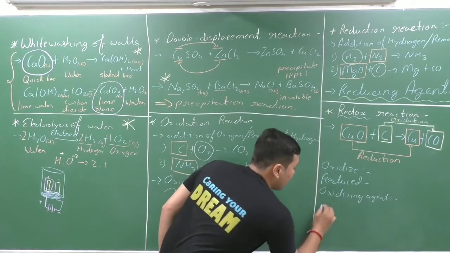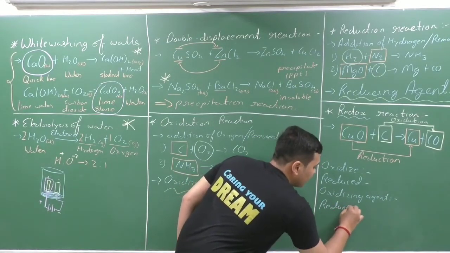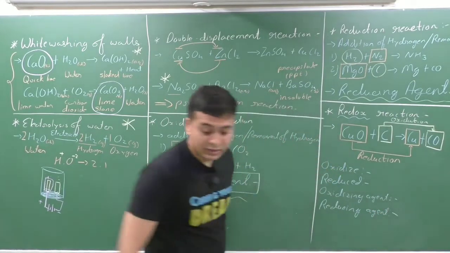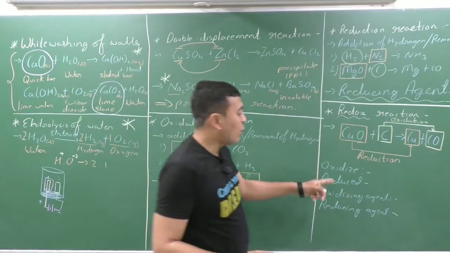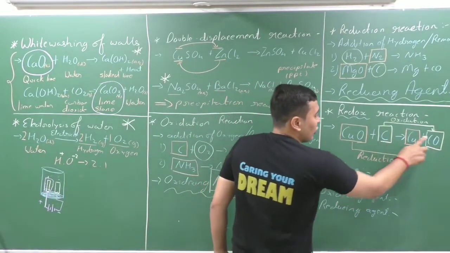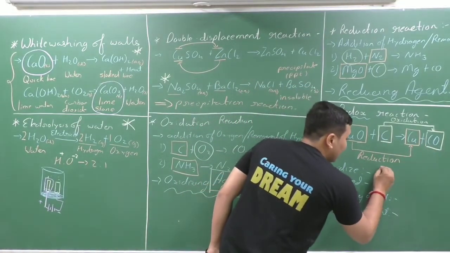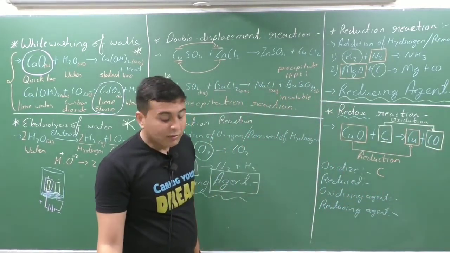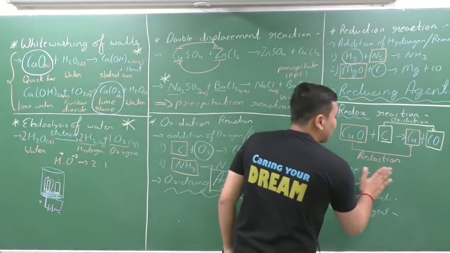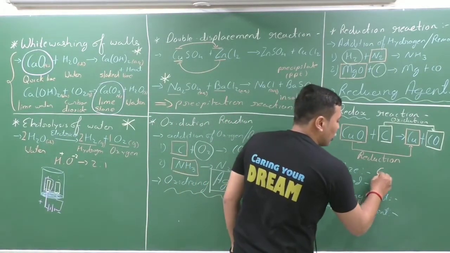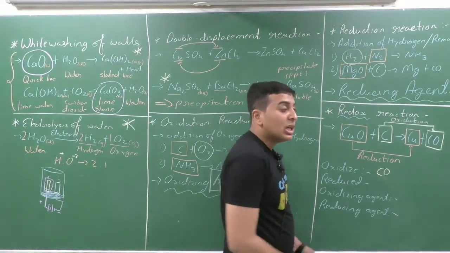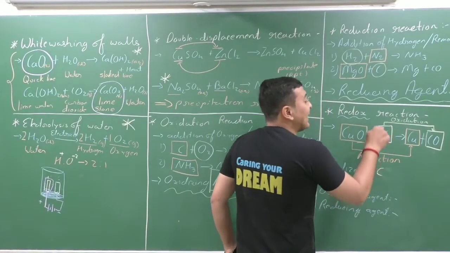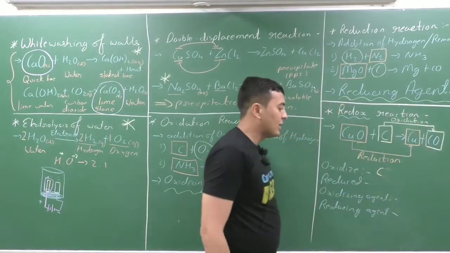Clear? And which compound is a reducing agent? So which compound gets oxidized? See, carbon is oxidized into carbon monoxide. So here it will be only carbon, not carbon monoxide. Remember, which compound gets oxidized? Only carbon. If you write carbon monoxide here, then it will be totally wrong. You have to only write carbon. Why? Because only carbon is getting oxidized into carbon monoxide.